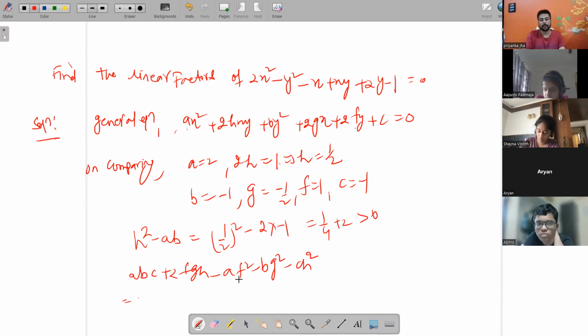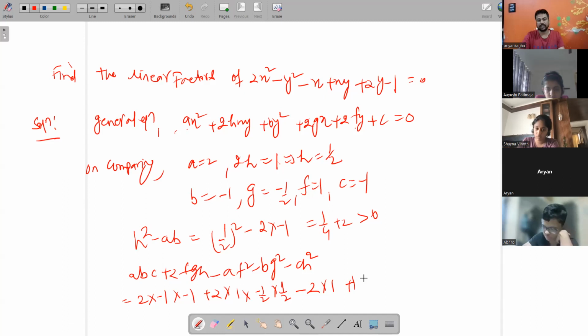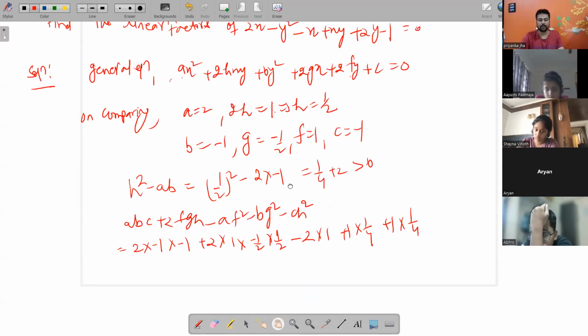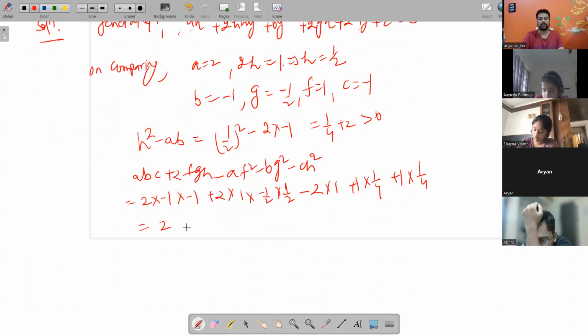So a is 2, b is minus 1, c is minus 1, plus 2 times f, which is 1, g, which is minus half, and h, which is plus half. Minus a times f squared, which is 1. Minus b times g squared, with b minus 1 and g squared 1 by 4. And minus c times h squared, with c minus 1 and h squared 1 by 4. Now we'll check the value. This is plus 2, this and this are gone, so this is minus half.